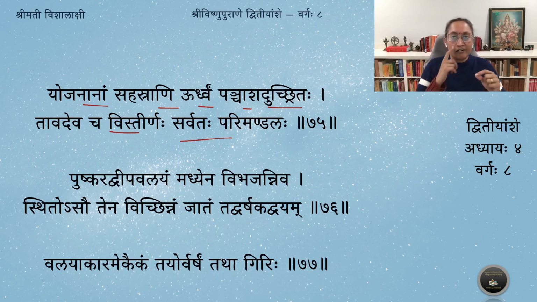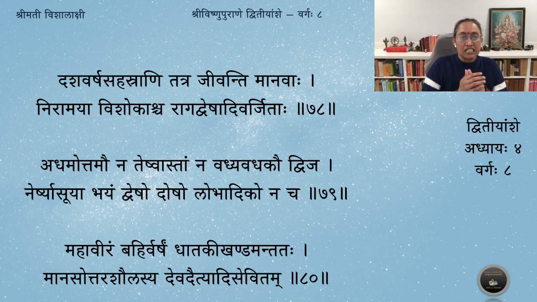You have to take it in the sense of concentric circles here. First there is a varsha, then there is a parvatam, then the outer ring is a varsha, a region. Tatha girihi, the mountain is also valayakaram. Ekaikamapi varsham tayoho, among those two, the varsha, the region, is also valayakaram. It is like a bangle.